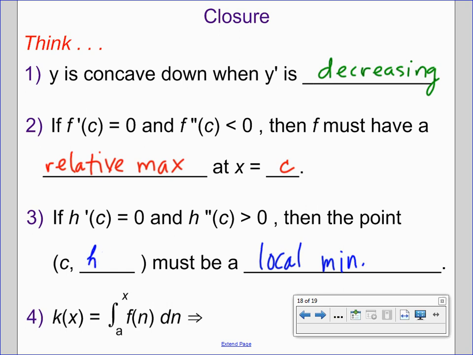H of c, right? That would be the value of my function h at that x equals c value, the particular point of concern. Good. Who had c comma h of c must be local min? C comma h of c must be local min.